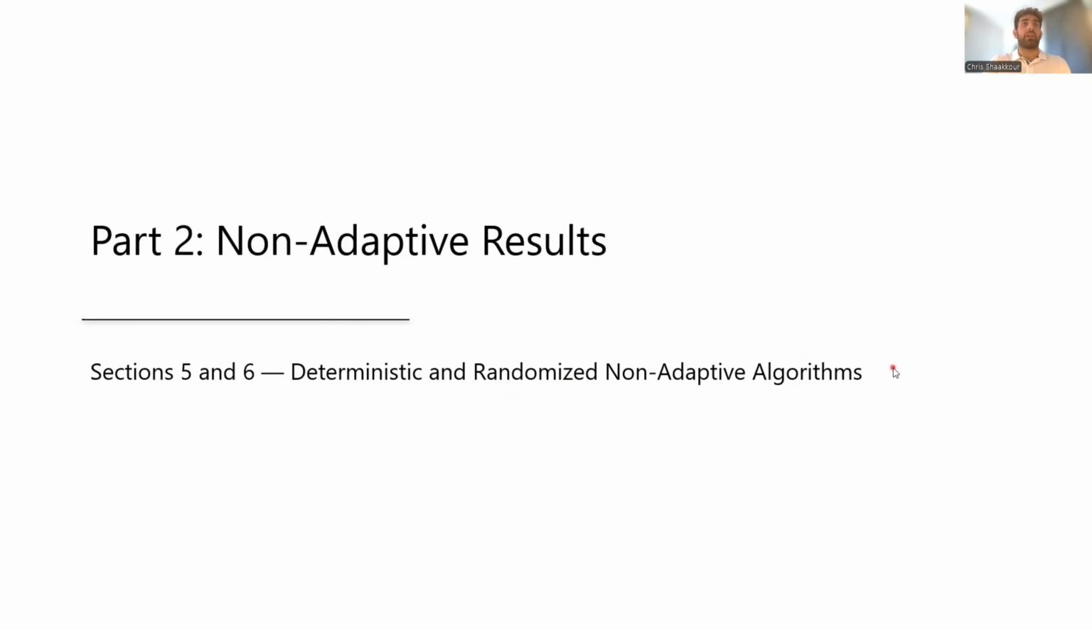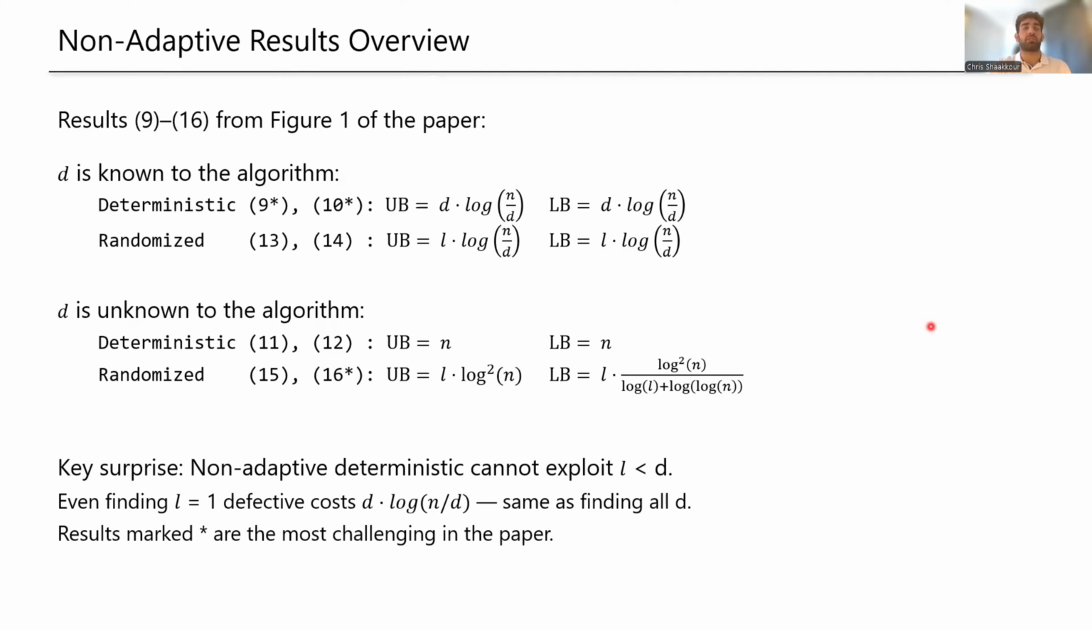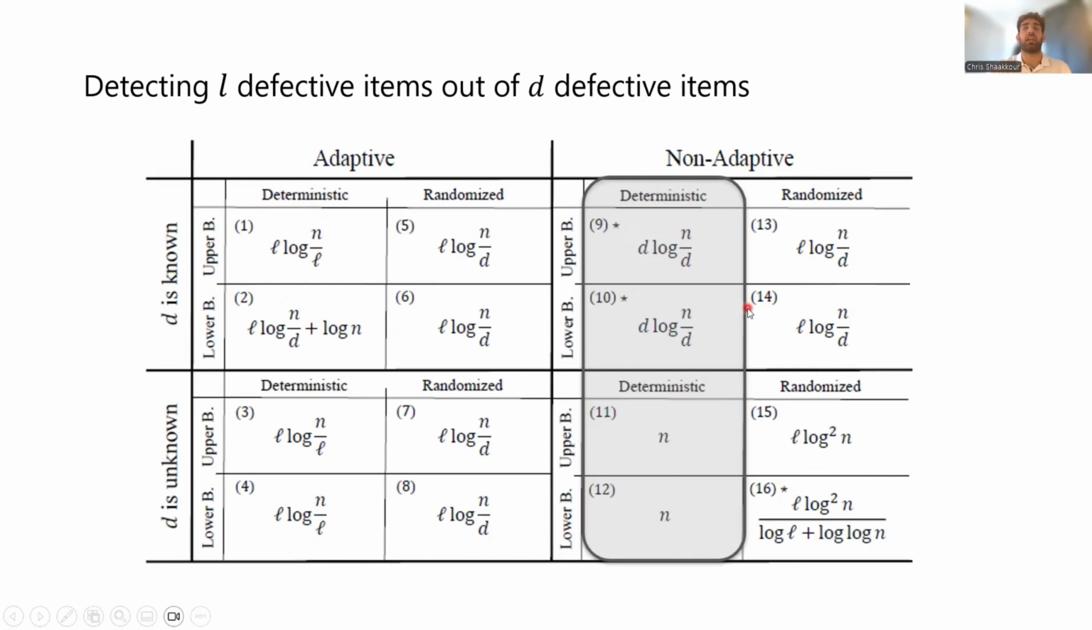Okay, so now we are going to move on to the non-adaptive results, the deterministic and randomized non-adaptive algorithms, which are these results from the table, which is results 9, 10, 11, 12, 13, 14, 15, and 16. These are the results, which is this table. So first of all, we're going to start with the non-adaptive deterministic and move on to the randomized. So let's go over these proofs, 9, 10, 11, and 12.